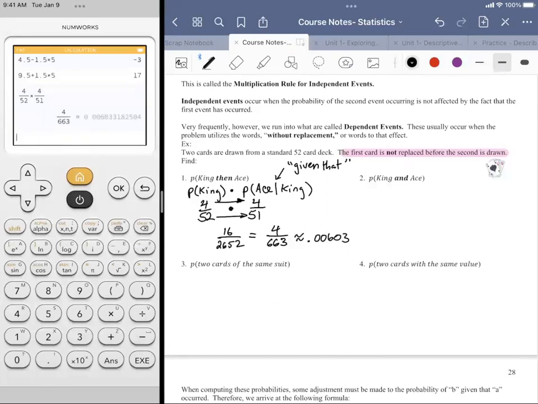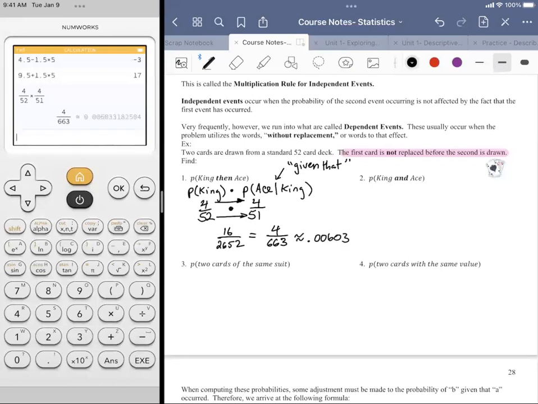Now, number 2, probability of getting a king and an ace. Now, and is kind of a tricky concept because we don't necessarily know that the order matters. If they don't tell you whether or not the order matters, I'm taking 2 cards from the deck and I need a king and an ace.